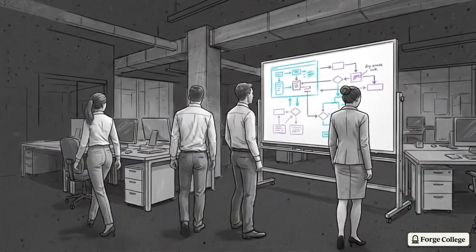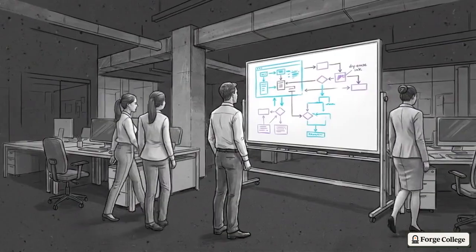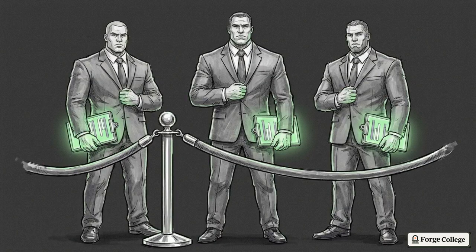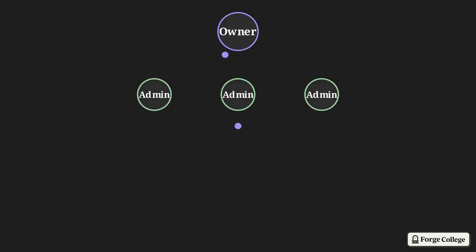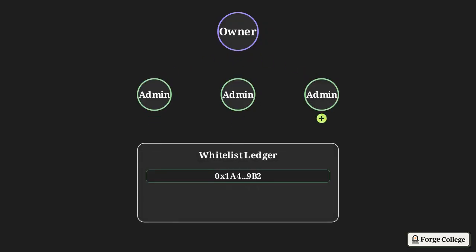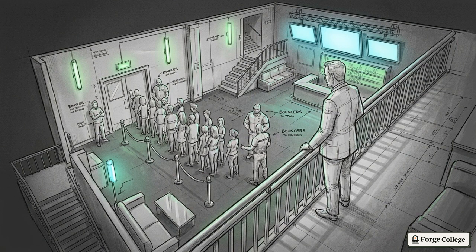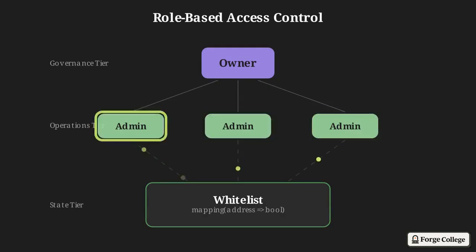That leads us to pattern 2, role-based control. Now, the club owner steps back from the door and hires a team of admins, or bouncers, to handle the clipboards. In this hierarchy, the owner's only job is to manage the team. The admin nodes you see here are the ones who do the actual work of adding or removing guests from the digital ledger. This setup keeps things moving. The owner maintains high-level authority, while the admins handle the day-to-day work, making the project much more resilient.